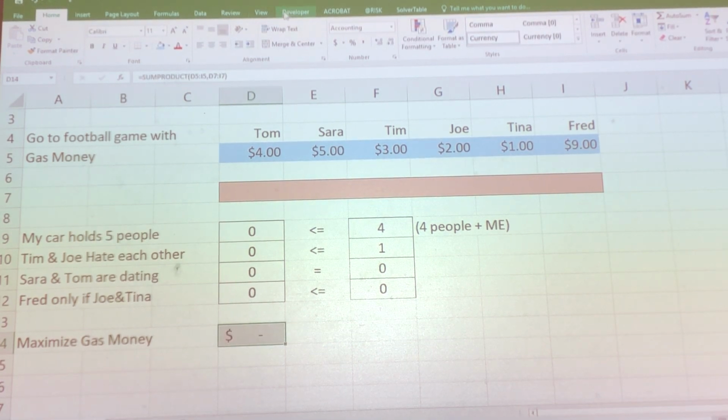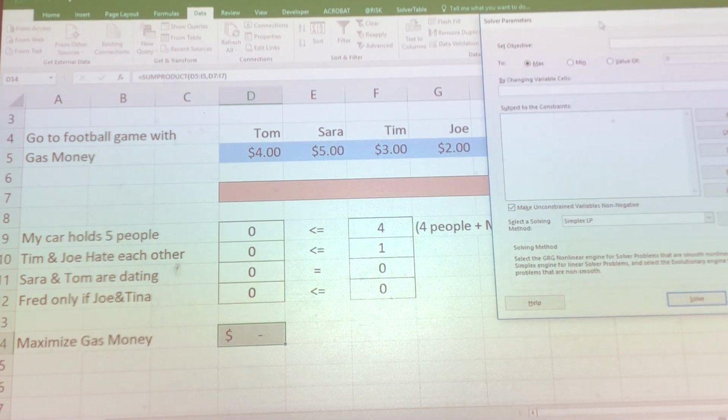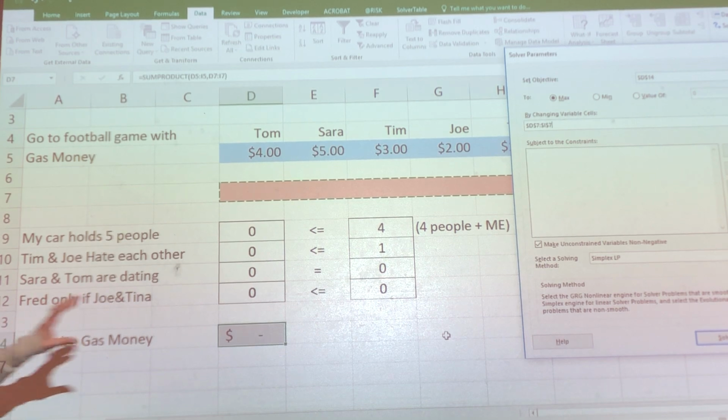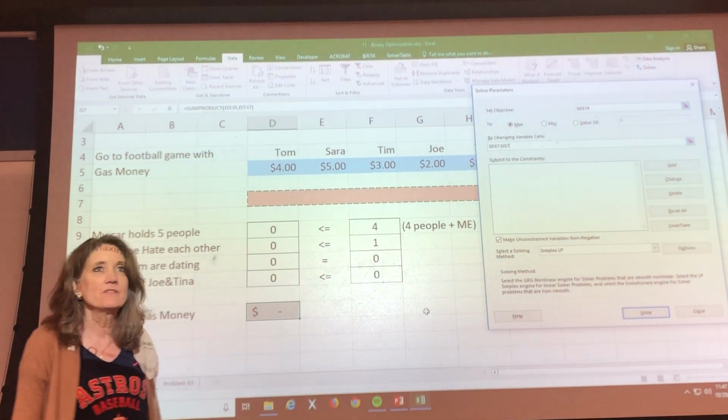And we go into Solver. Now just get all of this into Solver. Gas money is down here in D14 and we want to maximize it. The goal is to maximize our gas money by changing the light red cells, right there from D7 to I7. So pretty straightforward: we're maximizing D14 by changing D7 to I7.